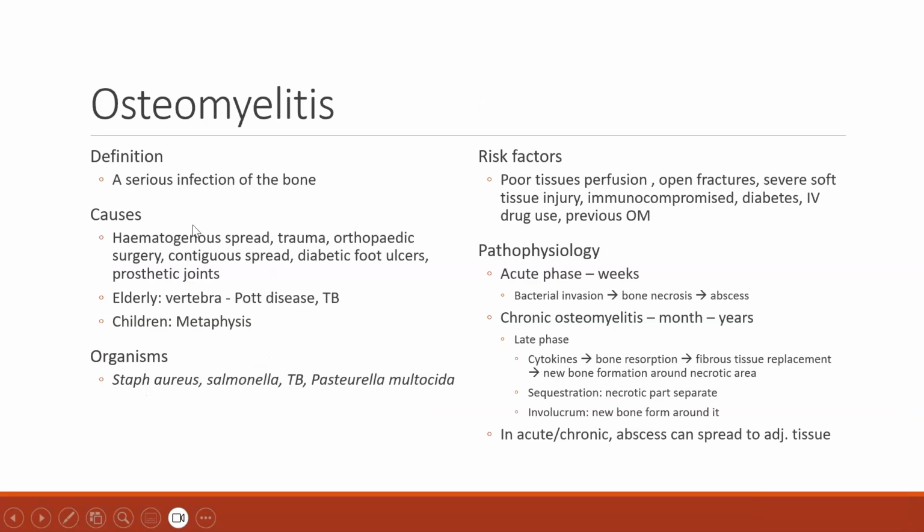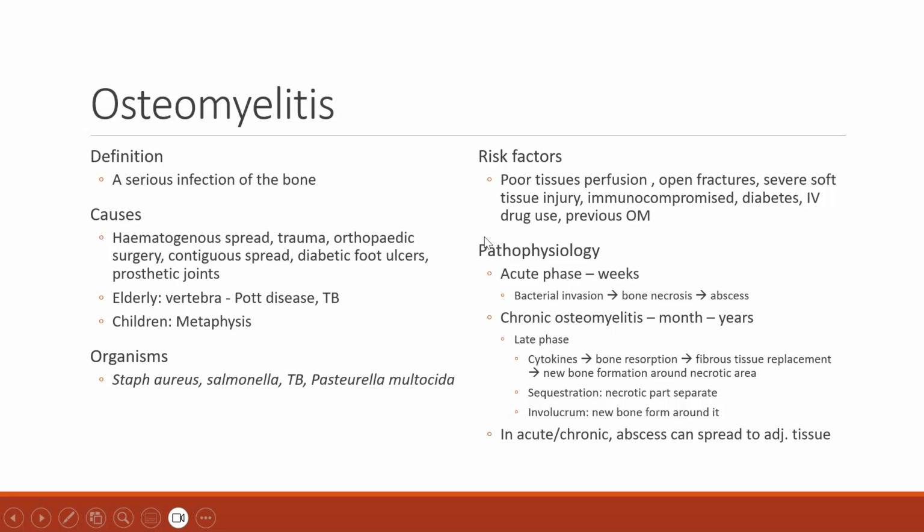Osteomyelitis is an infection of the bone. It can be caused by hematogenous spread or trauma from orthopedic surgery, or contiguous spread, in people with diabetes, diabetic foot ulcers, or prosthetic joints. In the elderly, they more likely get vertebral infection caused by TB. In children, it's likely to involve the metaphysis as well.